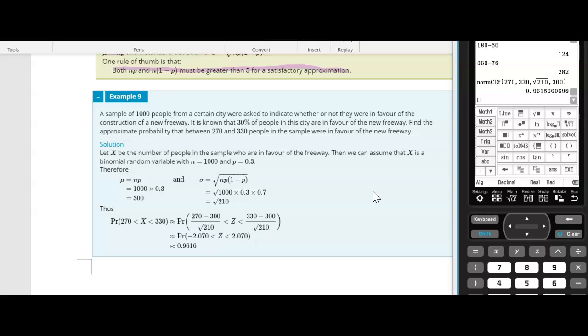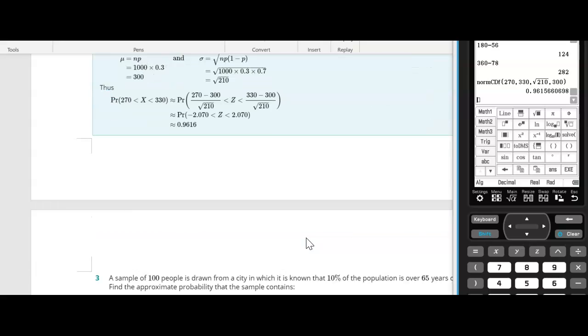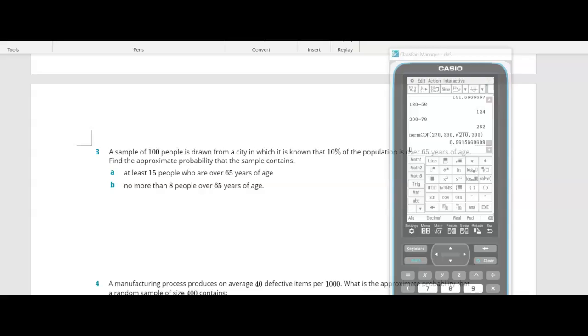All right, so with that example also, you don't have to convert the z-scores. You can just go straight ahead into your calculator and use 270 to 330. And you can see I've done that there. Square root of 210 is your standard deviation and your mean is 300, and you can see we get the same answer. So converting it into the z-scores isn't necessary unless it asks for it, but it doesn't in this case. So we can just deal with 270 to 330. All right, let me just close that down.